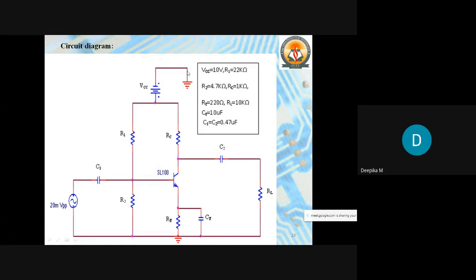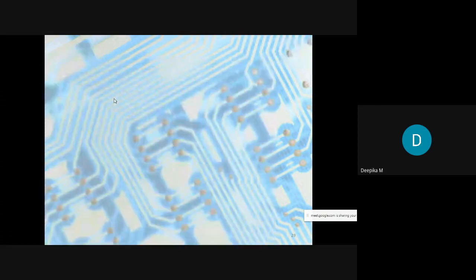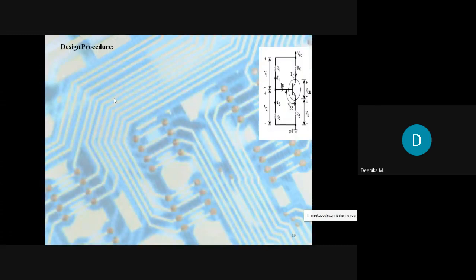Usually we are going to design the circuit in this range. That is, VCC is selected as 10 volts, R1 is selected as 22 kilo ohm, R2 is selected as 4.7 kilo ohm, RC is selected as 1 kilo ohm, RE is selected as 220 ohm, RL is 10 kilo ohm, and C is 10 microfarad. C1, C2 are usually 0.47 microfarad. Coming to the design procedure.